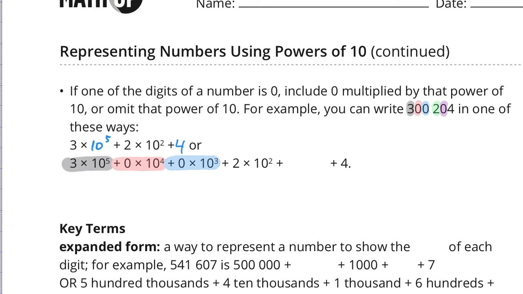In the 100 spot, however, we do have a value. We have 2 times 10 to the power of 2. So that's why we're adding that. And then in the 10 spot, we have nothing. There's no value here. So it's 0 times 10 to the power of 1. And we'll highlight that in purple. Okay, so again, you can see exactly what that is.